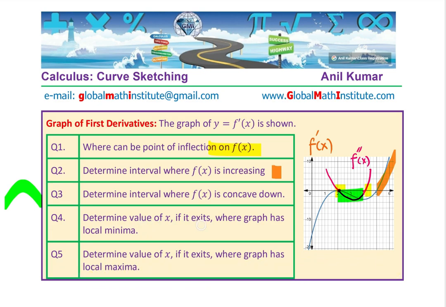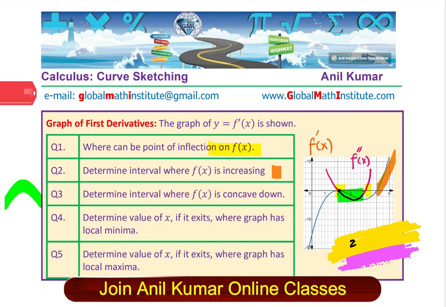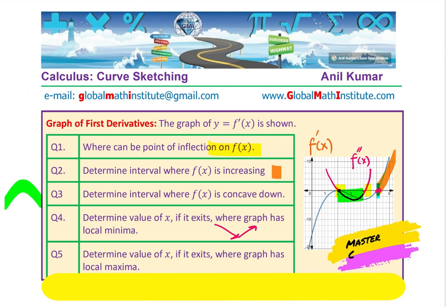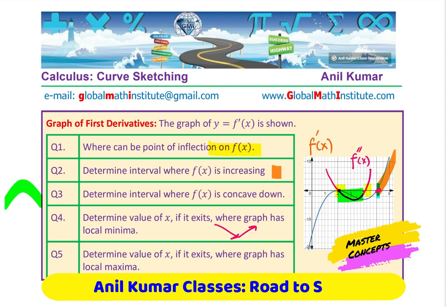Determine the values of x, if they exist, where the graph has a local minimum. That means it changes from negative to positive, right? Which is this point. And the graph does not have a local maximum. It never changes from positive to negative. Is that clear to you? With that, we come to an end of this particular video. So you have learned how to analyze the first derivative graph, right? And get answers to all these questions.